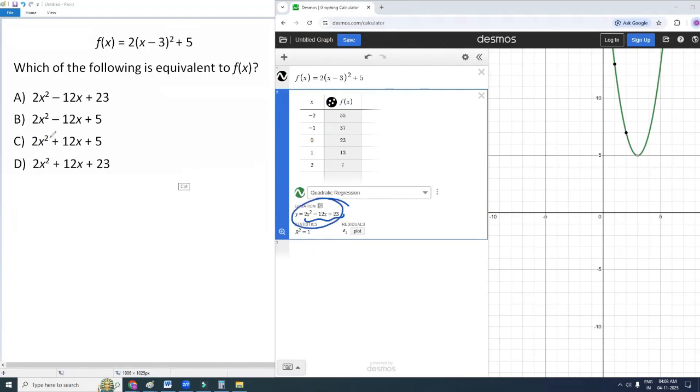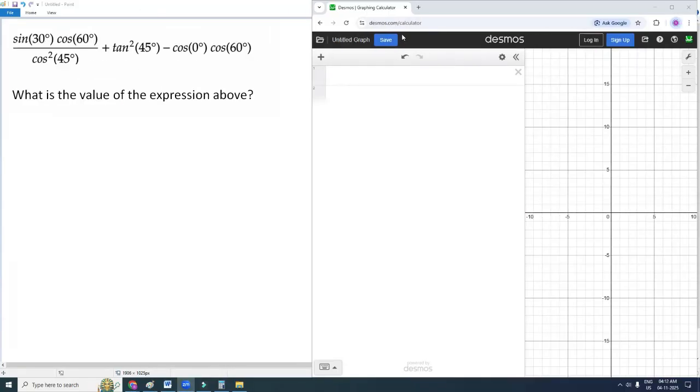We have this in answer choice A. So this is A, which is equivalent to f(x). The correct answer choice for this question is A. Here we have the next problem.